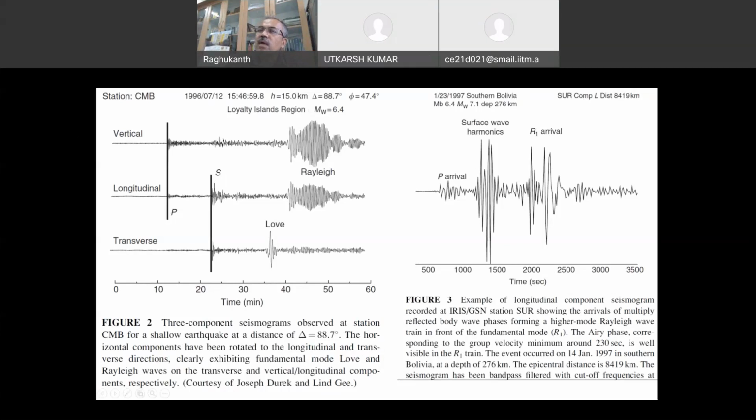So if you want to study Rayleigh waves, do you require a transverse component? No need. Suppose you want to study Love waves, do you require a vertical component or a longitudinal component?